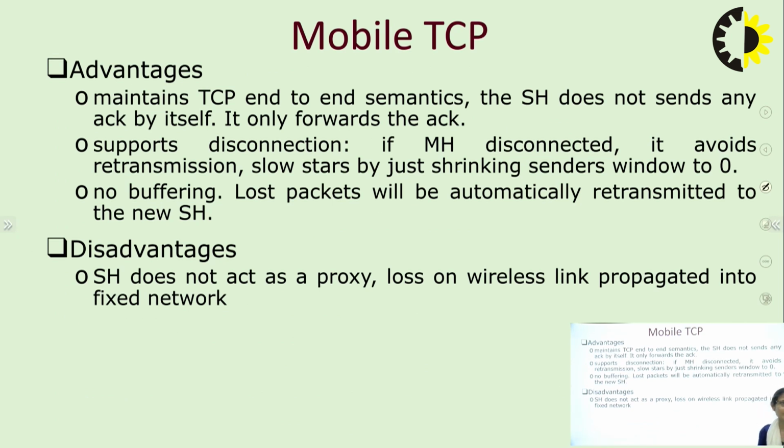What are the advantages? It maintains TCP end-to-end semantics. The SH does not send any acknowledgement by itself; it only forwards the acknowledgement. It supports disconnection. If MH gets disconnected, it avoids the retransmission, and the slow start algorithm just shrinks. In this case, the window size shrinks to 0. No buffering. Lost packets will be automatically retransmitted to the new SH.